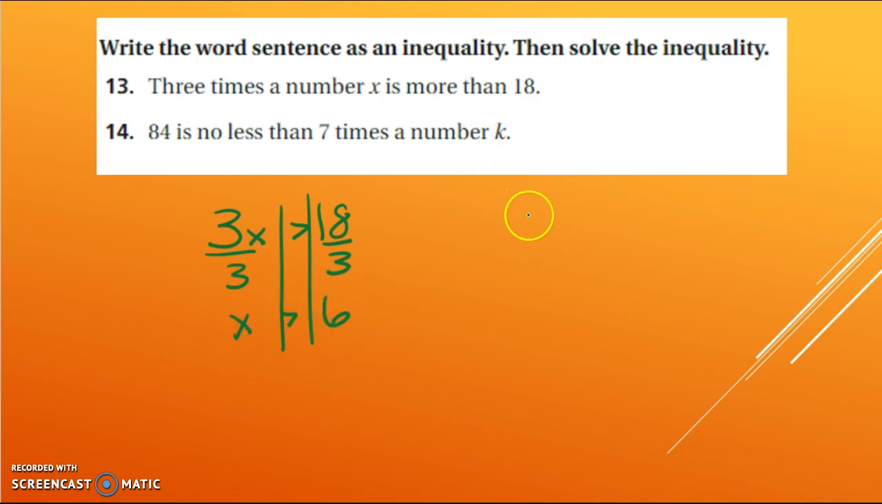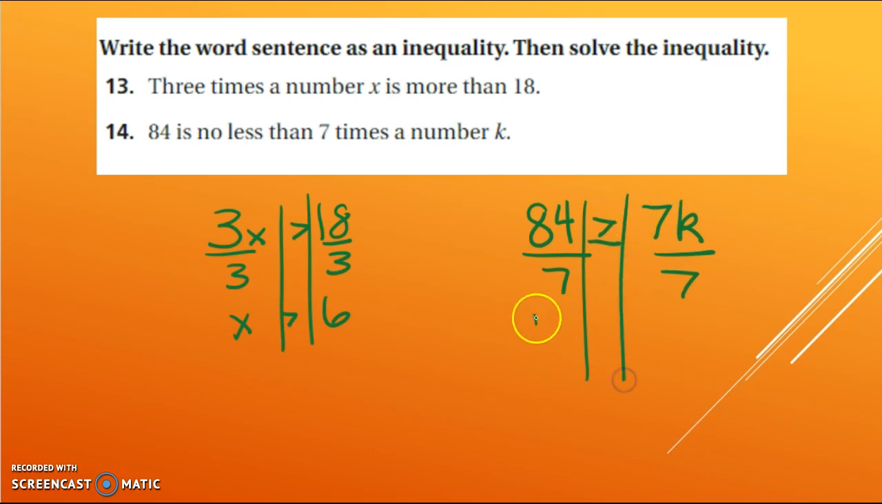Our second one, 84 is no less than 7 times the number k. So I have 84 is no less, so that means it's greater than or equal to. It's not less. It's greater than or equal to 7 times k. Oh, we already did this one. 84 divided by 7 is 12, so 12 is greater than or equal to k.